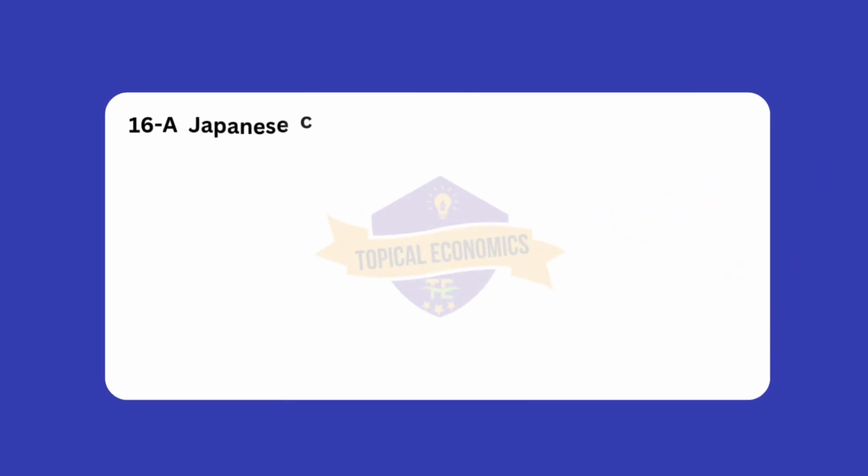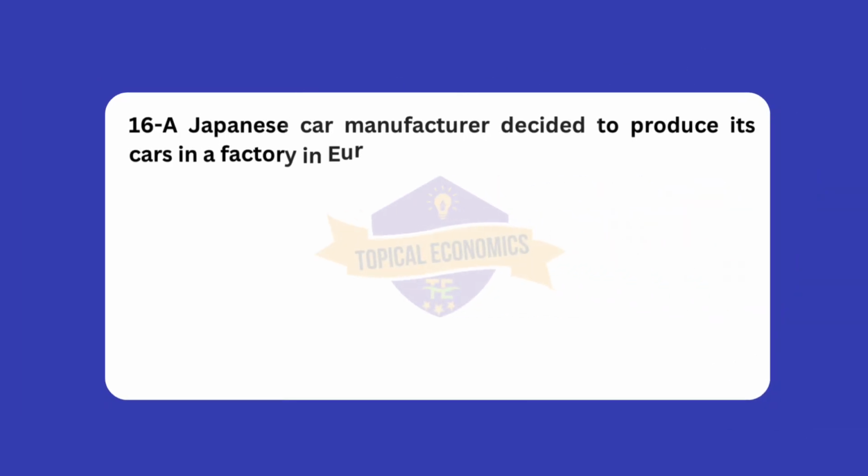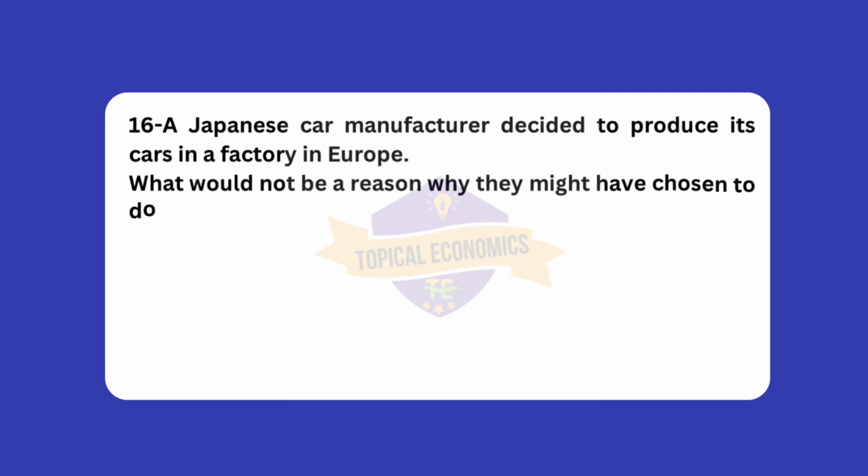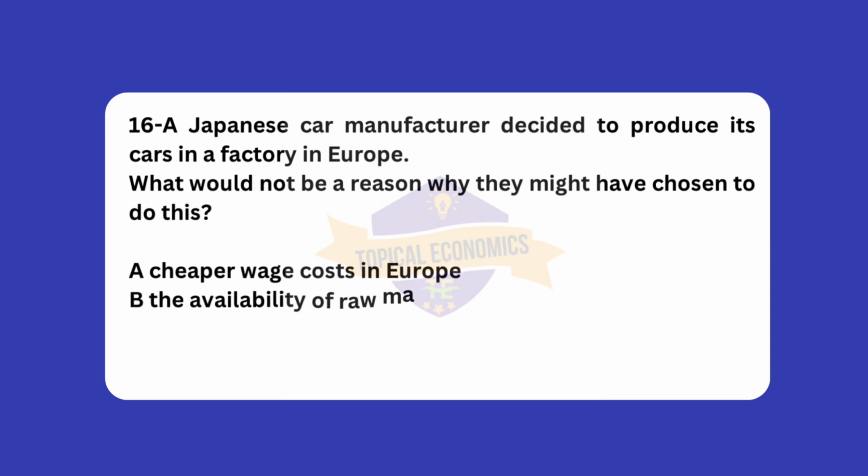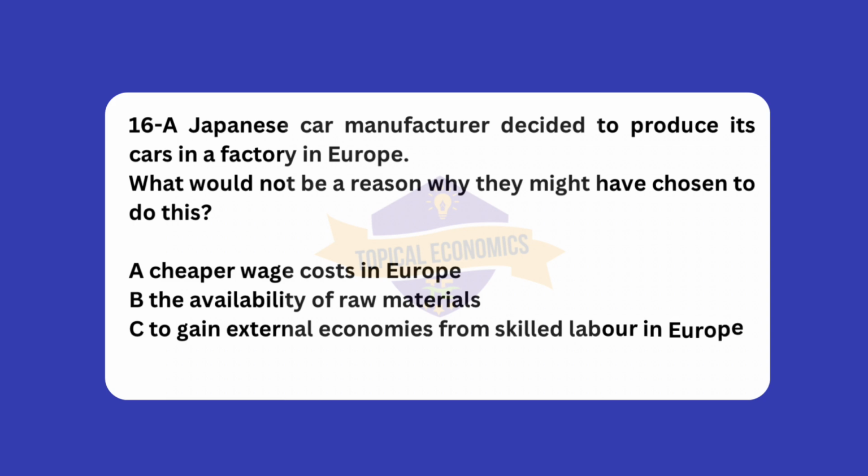Coming to our last question, question number 16. A Japanese car manufacturer decided to produce its cars in a factory in Europe. What would not be a reason why they might have chosen to do this? Option A, cheaper wage costs in Europe. Option B, availability of raw materials. Option C, to gain external economies from skilled labor in Europe. Option D, to increase Japanese self-sufficiency.